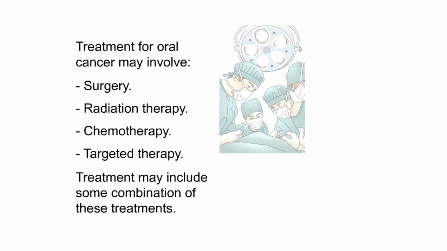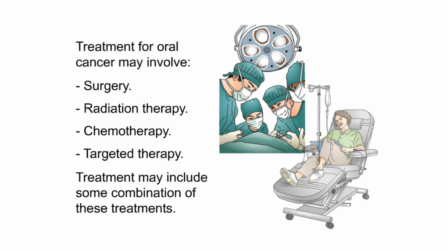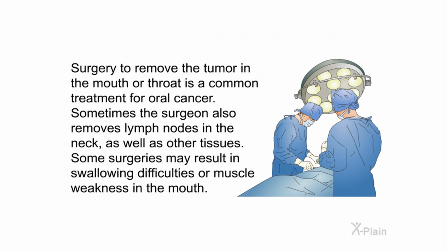Treatment for oral cancer may involve surgery, radiation therapy, chemotherapy, targeted therapy. Treatment may include some combination of these treatments. Surgery to remove the tumor in the mouth or throat is a common treatment for oral cancer. Sometimes the surgeon also removes lymph nodes in the neck as well as other tissues. Some surgeries may result in swallowing difficulties or muscle weakness in the mouth.